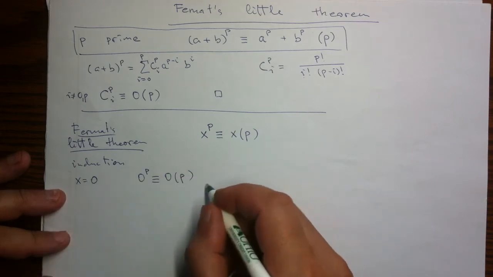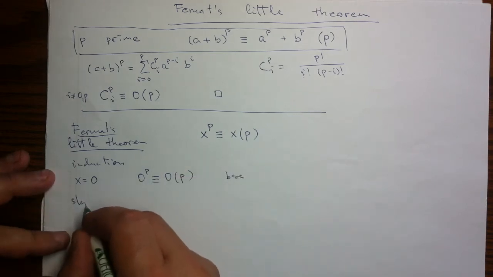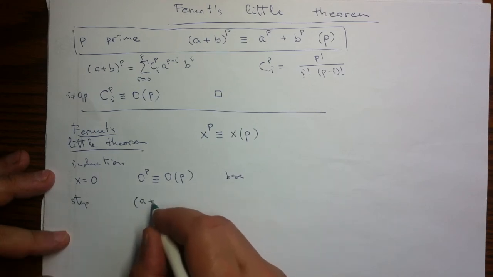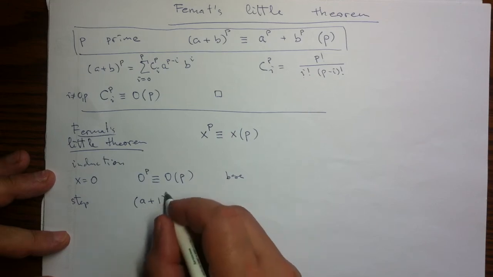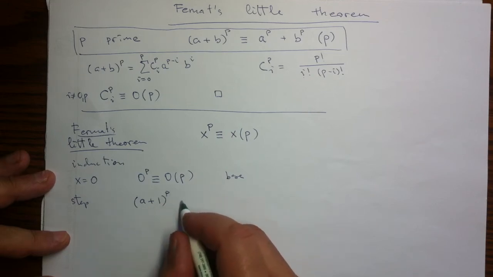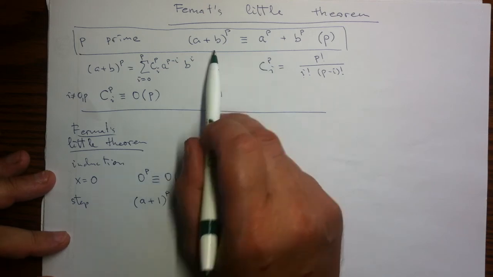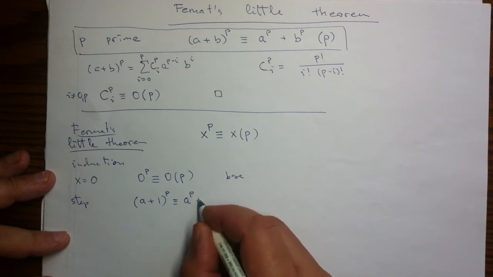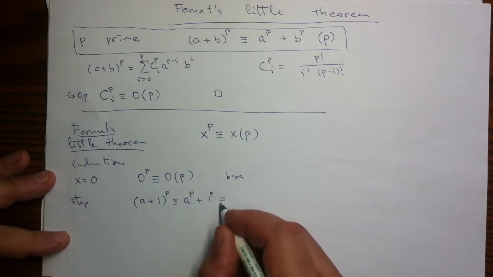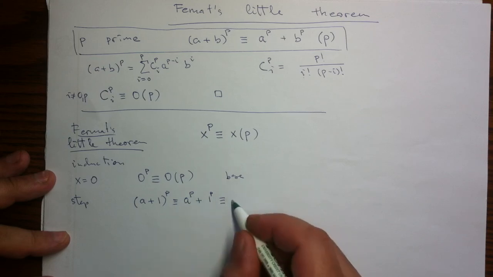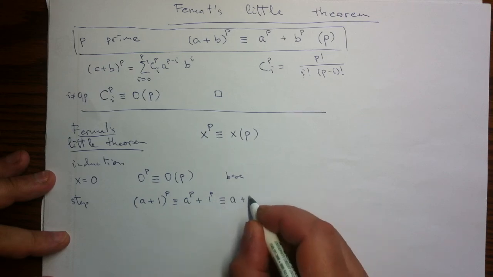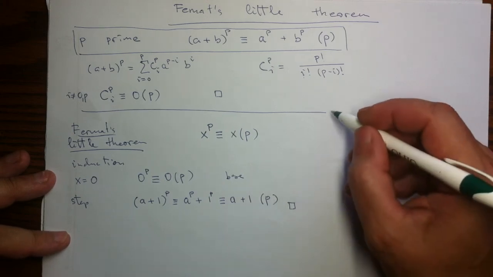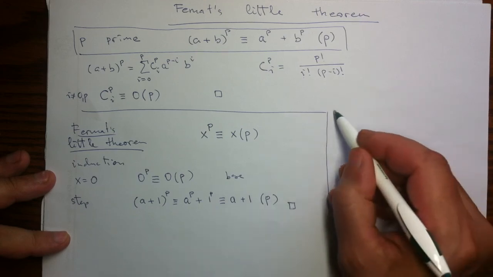And the step, so that is the base, and the step will consist of moving to a plus 1, checking it for a plus 1 if we know it for a. But by this previous result, that can be written as a to the pth power plus 1 to the pth power, which by assumption now is congruent to a, and this of course is congruent to 1. And so we are done. The induction step is done, and we have Fermat's theorem proved.